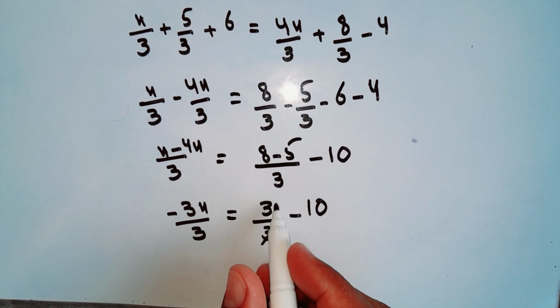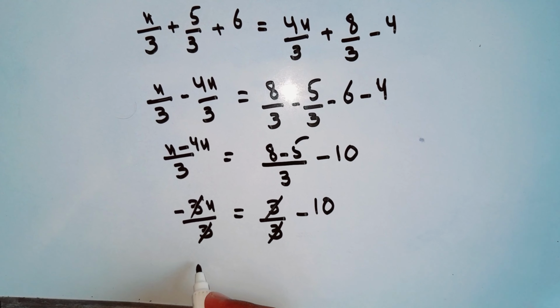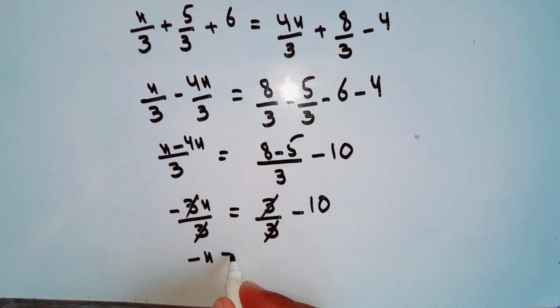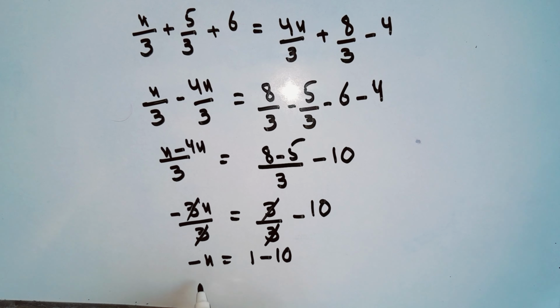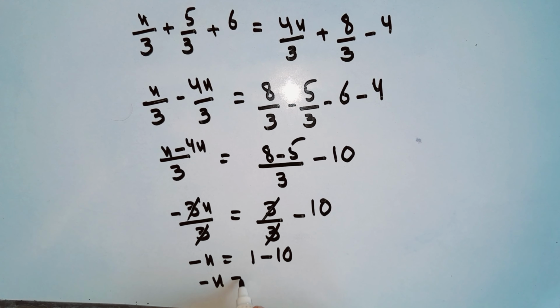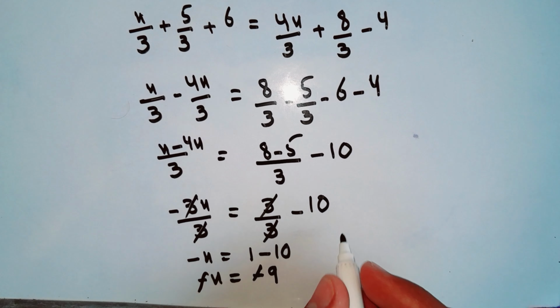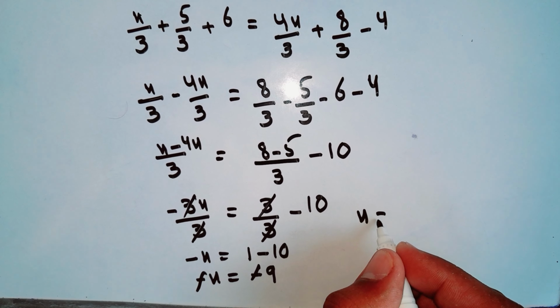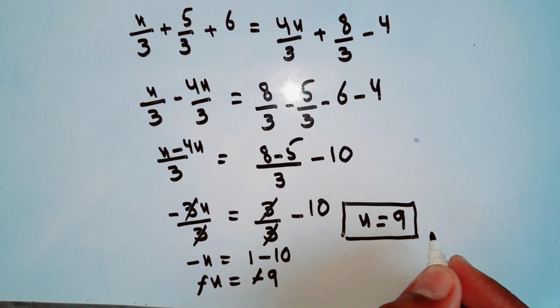So now these 3 and these 3 are cancelled, so minus x equals 1 minus 10. So minus x equals minus 9, minus and minus are cancelled, x equals 9. So x equals 9. This is our answer.